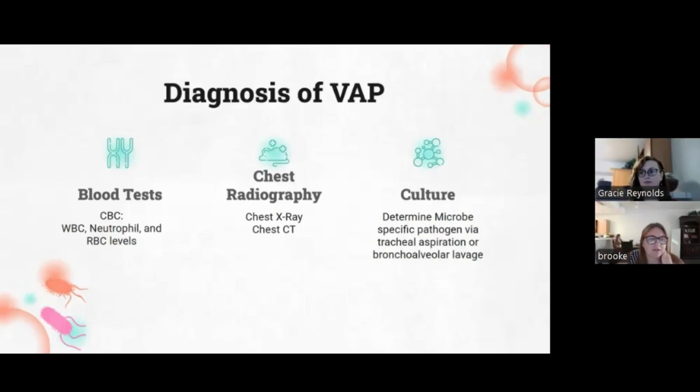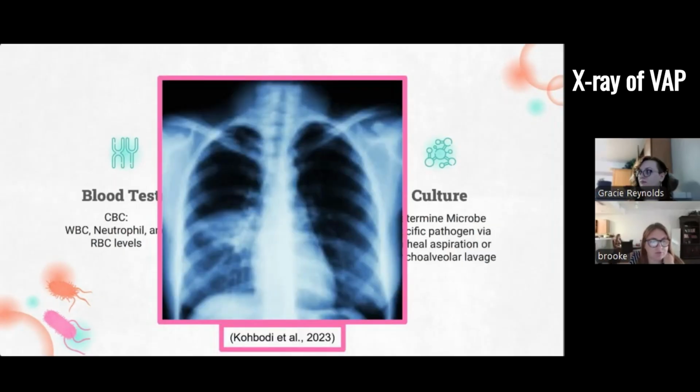For a correct diagnosis of VAP, we can do a complete blood count test that can help determine if a patient has pneumonia. With pneumonia, oftentimes white blood cells are elevated, mature and immature neutrophils are increased, and occasionally the red blood cells are decreased.